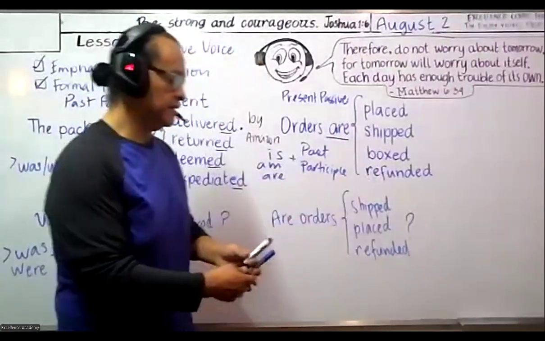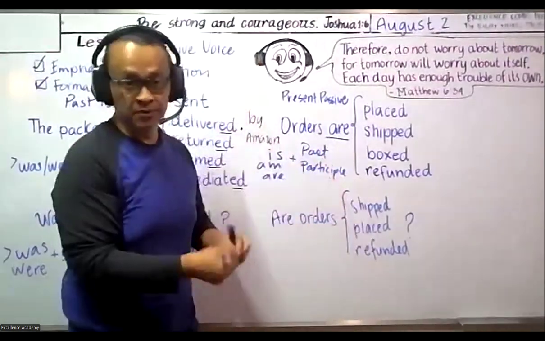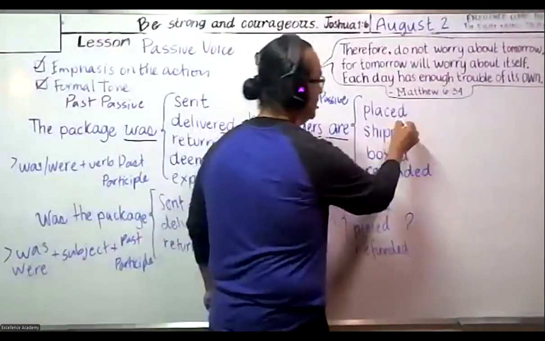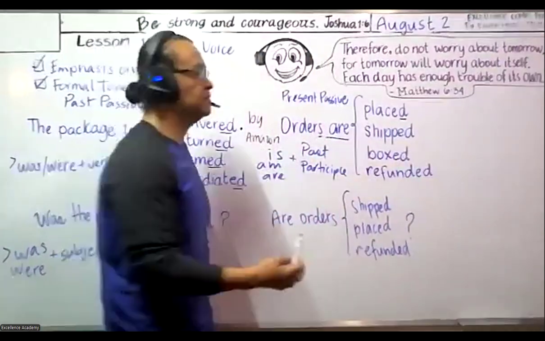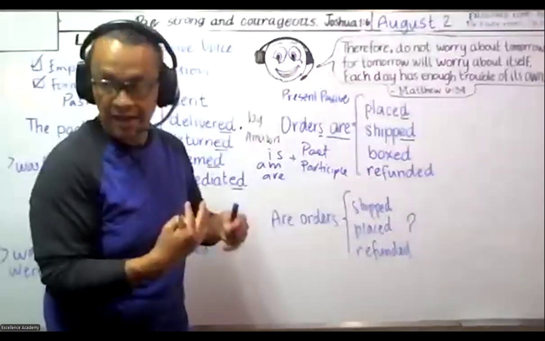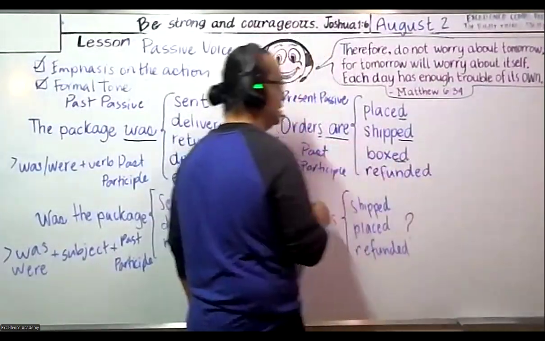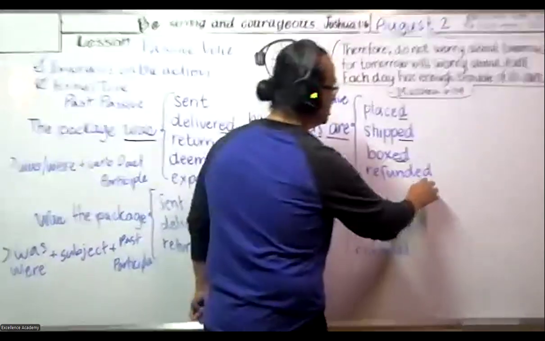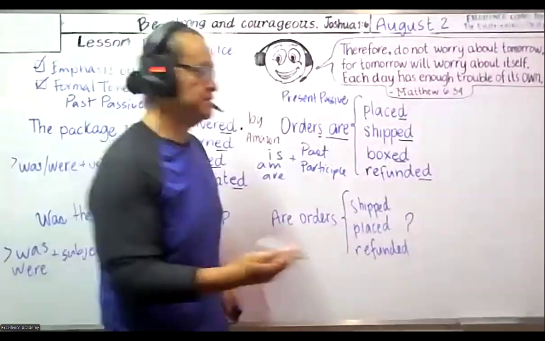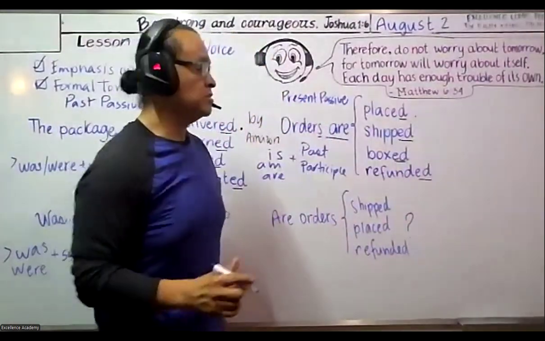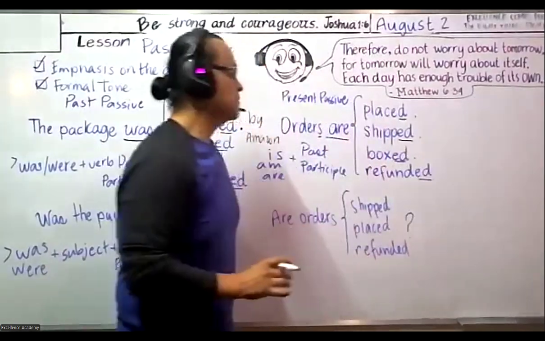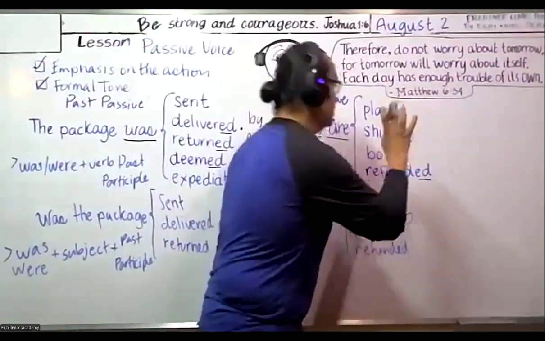As you can see, we're using are because orders is plural, and we're using the participle forms. Place, we'll just add the d. It's a regular verb. For shipped, we'll add ed and the spelling changes. For boxed, when you put something in a box, we'll just add the ed. And refunded, when the money's reimbursed, we'll just add the ed. So orders are placed, and that's it. Orders are shipped. Orders are boxed. Orders are refunded. That's it.